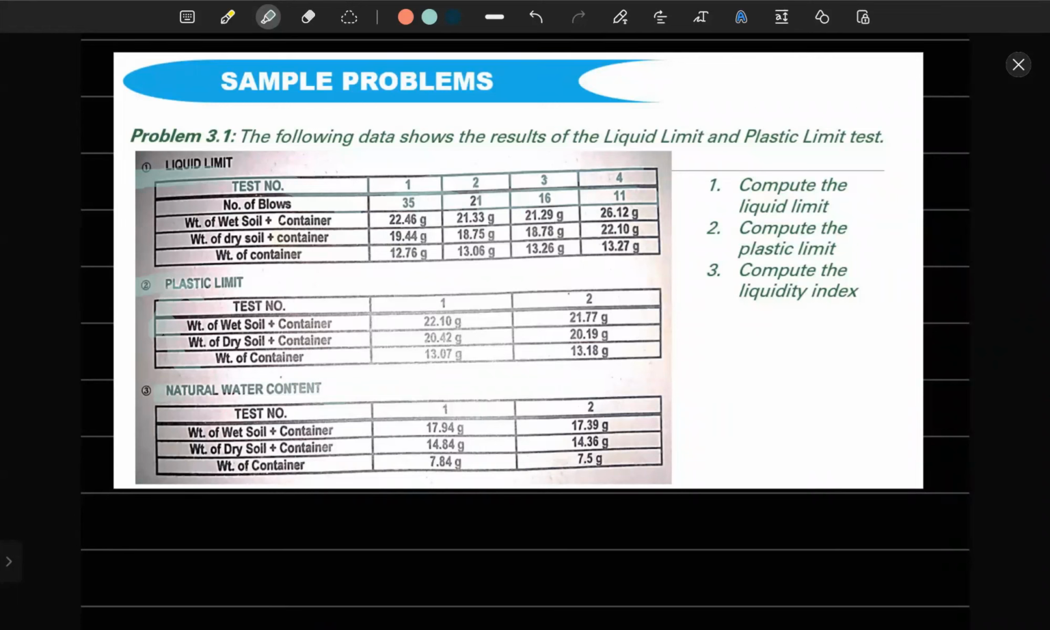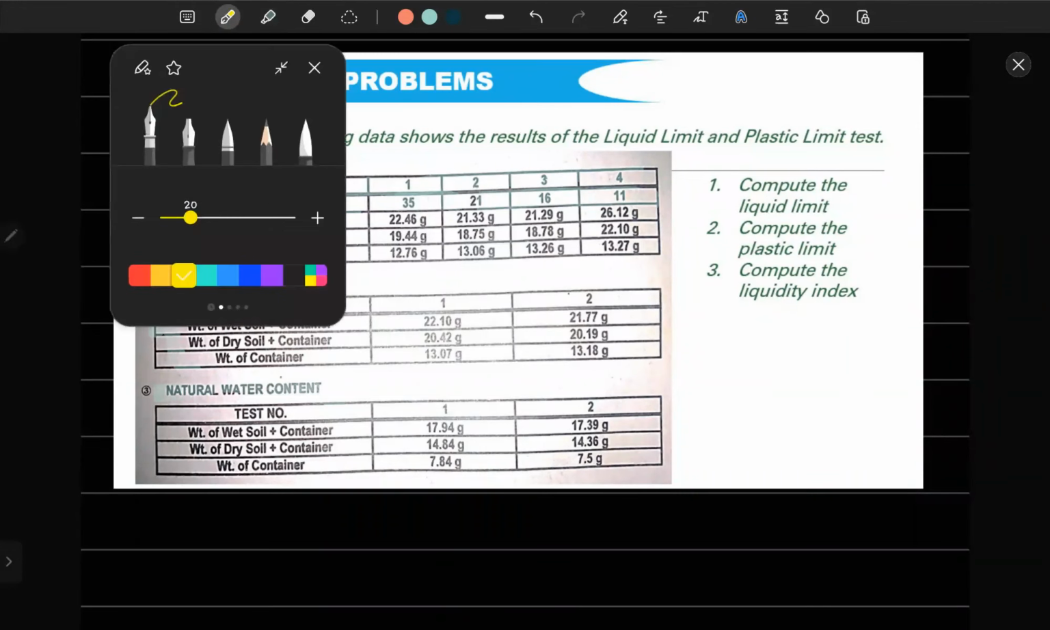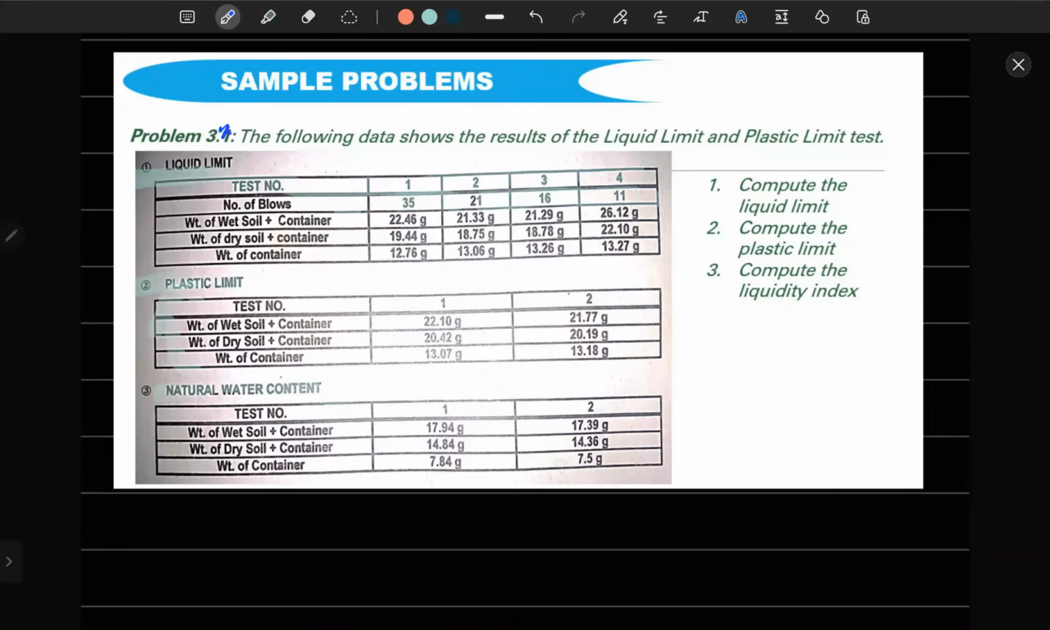We're going to try to solve problem 3.3, for Atterberg limits, and it deals with the liquid limit and the plastic limit problem. The given: the following data shows the result of the liquid limit and plastic limit tests. We have the data here, there's a table.